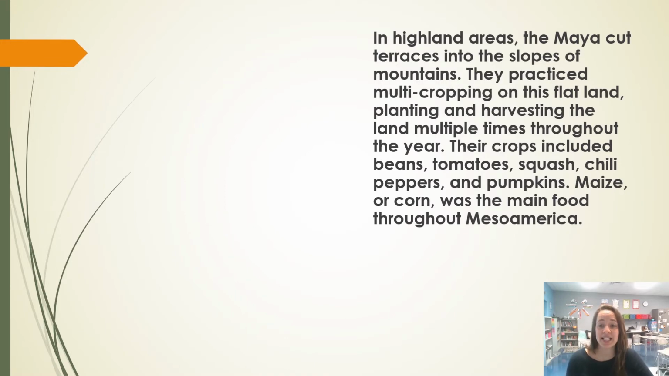In highland areas, the Maya cut terraces into the slopes of mountains. They practiced multi-cropping on this flat land, planting and harvesting the land multiple times throughout the year. Their crops included beans, tomatoes, squash, chili peppers, and pumpkins. Maize or corn was the main food throughout Mesoamerica.